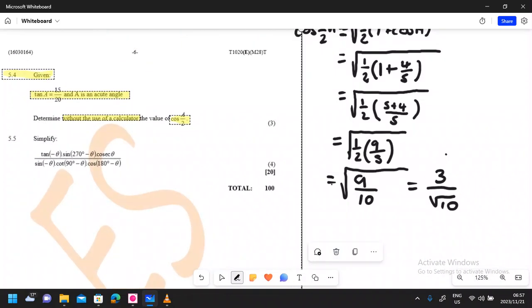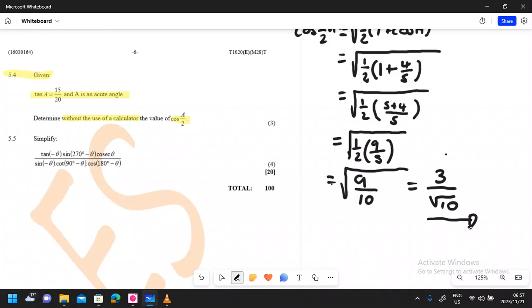So this is your final answer for this question. Remember, they say do it without using a calculator. I hope you managed to get this one, guys. If there is a shorter way of doing it, I would like to know about it. But I think this is a way of doing it for me.